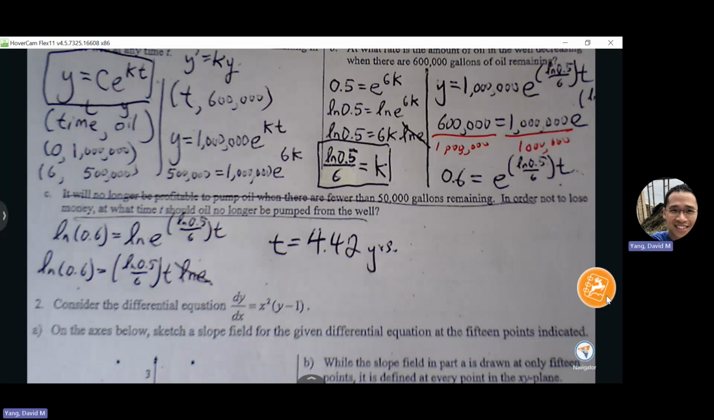P-value. Yeah, well, because we solved for the k, right? Yeah. k is the help with our.